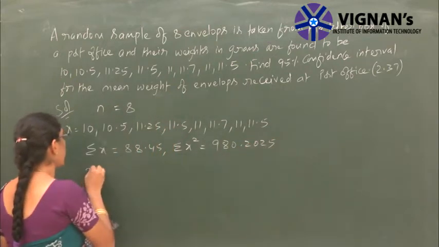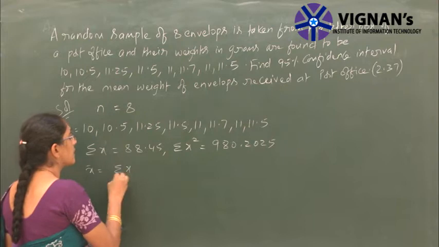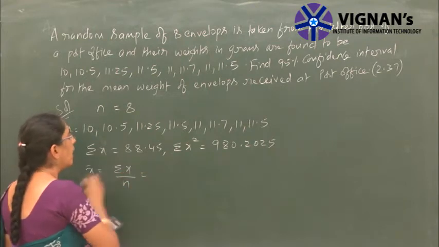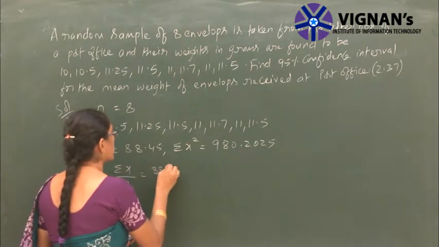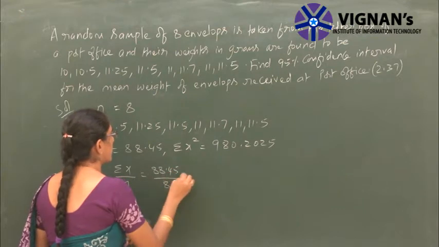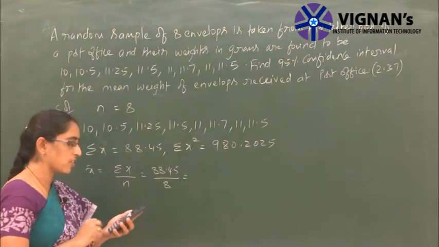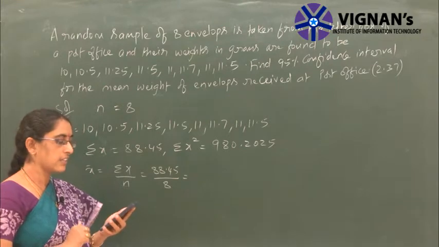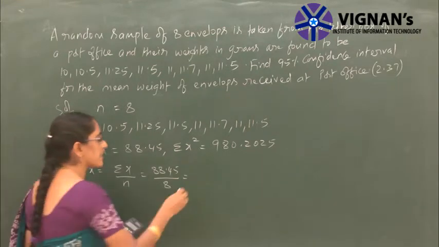Now we know that the formula for x bar is summation x by n, right? And that is 88.45 by 8 here. So for that we can use the option shift 2 and first one, that gives the x bar 11.0563.